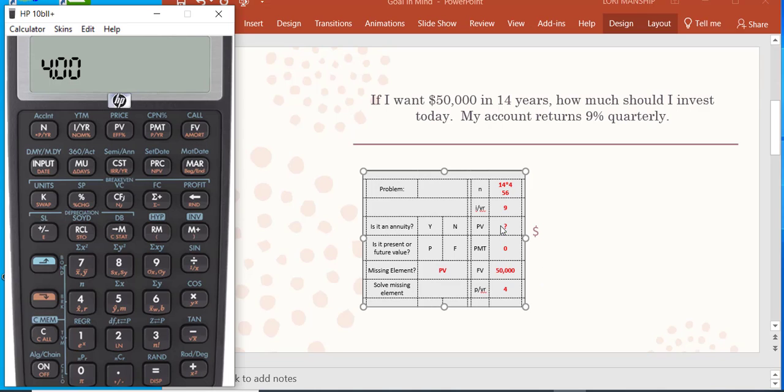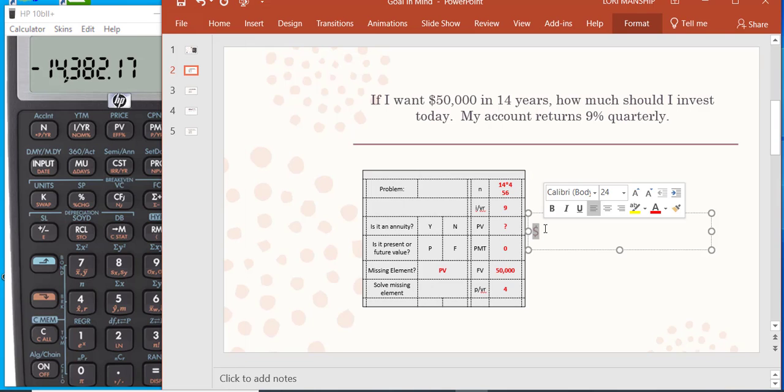And now we're going to hit the button that we're looking for. So we're looking for present value. So present value is what I hit, and I need to invest $14,382.17 in order for me to reach my goal of 50,000 in 14 years.